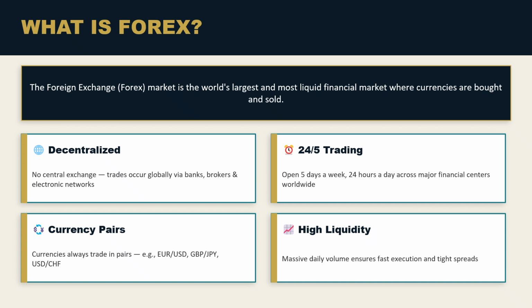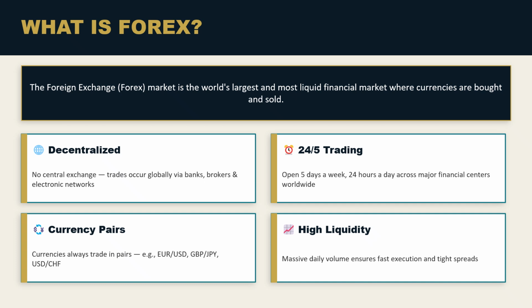Let's look at the four key pillars that define this market. First, it's decentralized. Unlike the stock market, which has a central building like the New York Stock Exchange, the Forex market is a network of banks, brokers, and electronic systems all over the world. There's no single physical location. This is why it's often called an over-the-counter market.